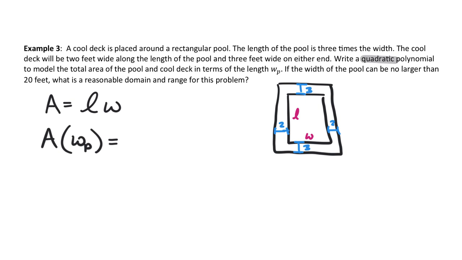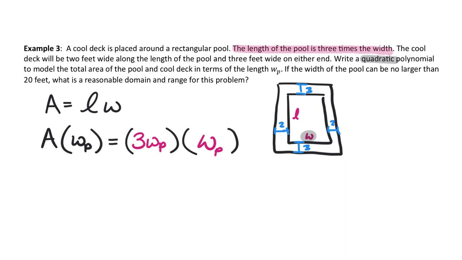Which means that I need both the length and the width of this pool to be in terms of WP. Easy for the width of the pool, since that's literally the width of the pool, WP. We've got that right here. But we go back to the question to see how to write the length in terms of the width. This question says the length of the pool is 3 times the width. How do I write that? 3 times WP would be the length of the pool.